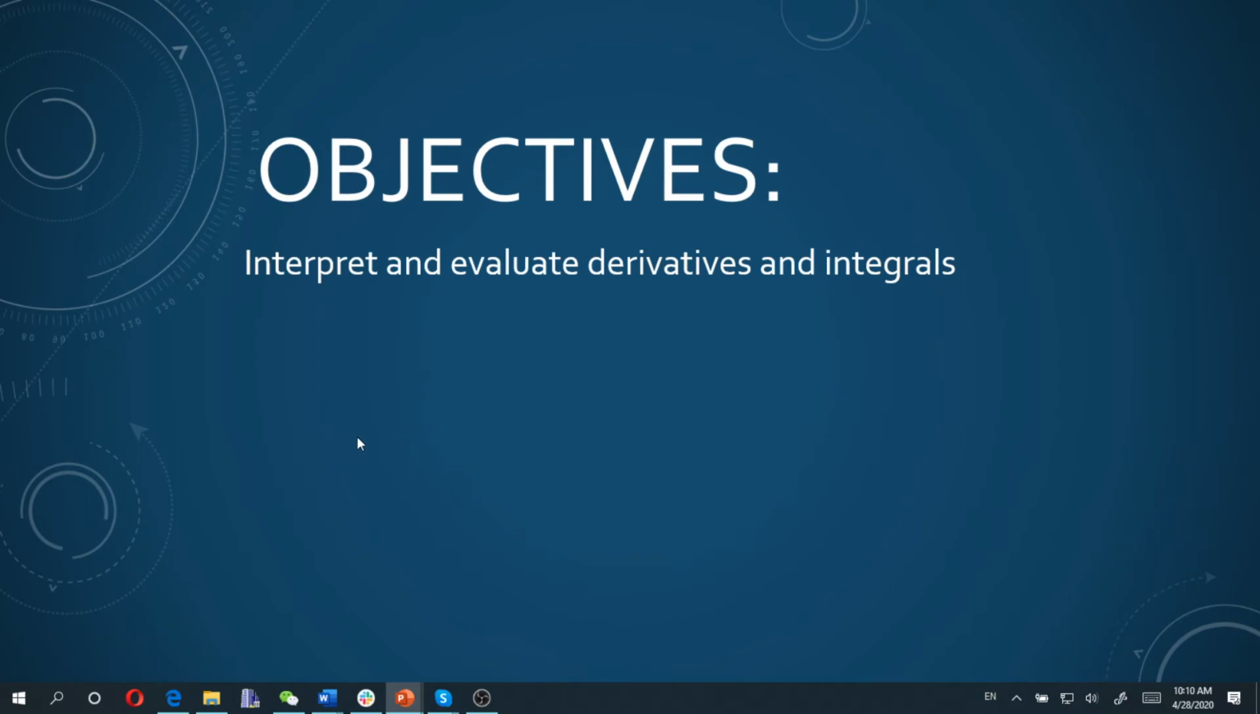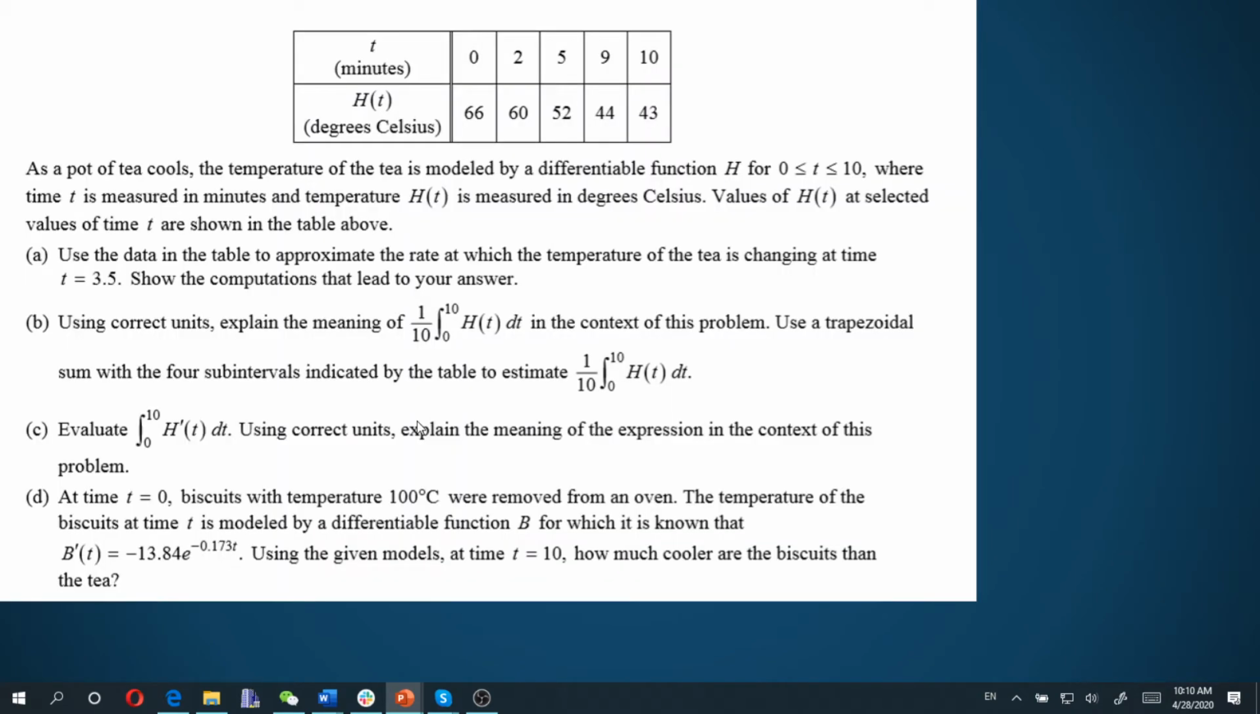So we'll be interpreting and evaluating derivatives and integrals of this function. We've got a pot of tea, and it's cooling according to this h of t function, where h is in degrees Celsius and t is time in minutes, for the first 10 minutes. We've got a couple values for our degrees Celsius here in the table at different minutes after we pull a pot of tea out of the kettle.